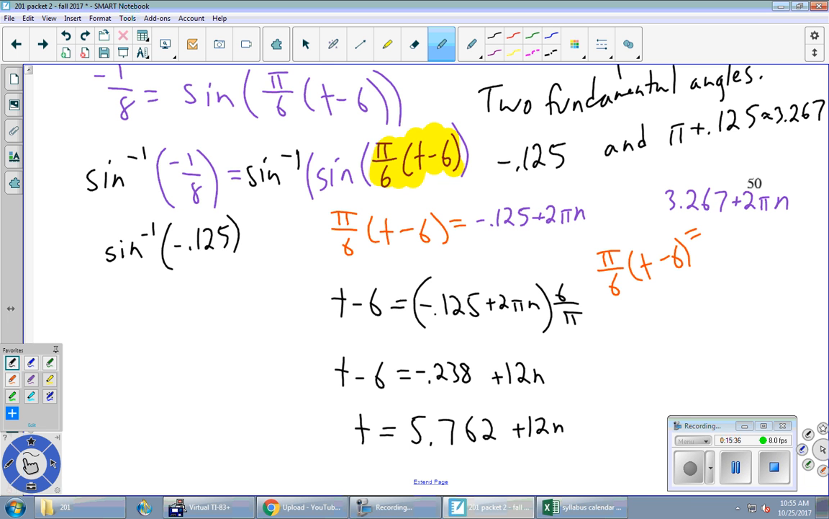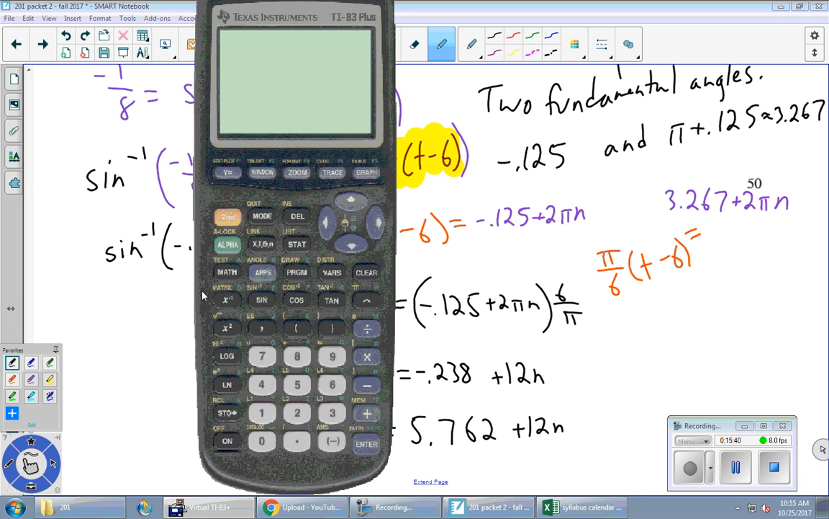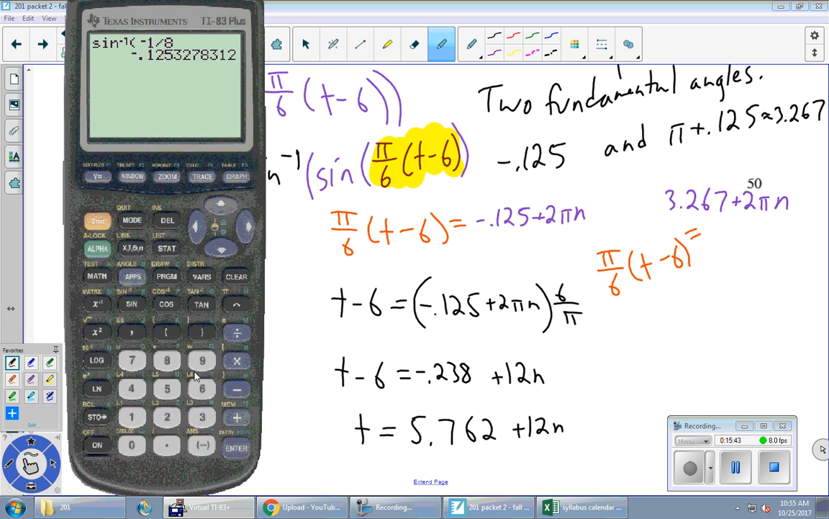And so for example, if I'm over here and I just do, here we go, 5.762 plus 12 times nothing. Okay, well, that's silly. That's one answer, 5.7 hours after the start of this experiment. I don't remember if it was midnight or noon or whatever. Or I could say times 1 and get another answer, or I could say times 2 and get another answer and get as many answers as I need.